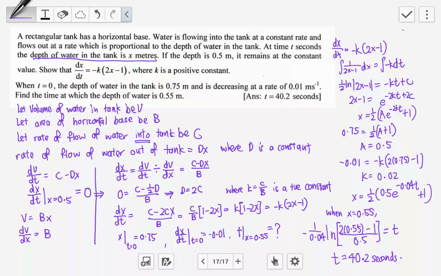So this is a question on application of differential equation. A rectangular tank has a horizontal base. Water is flowing into a tank at a constant rate and flows out at a rate which is proportional to the depth of the water.